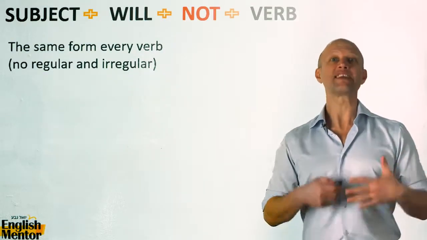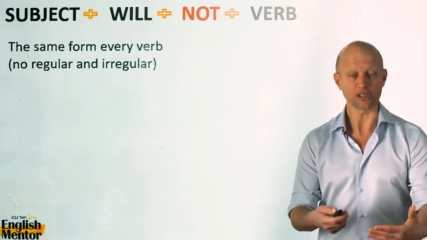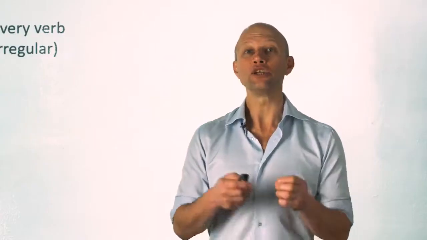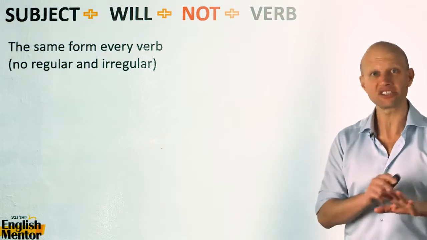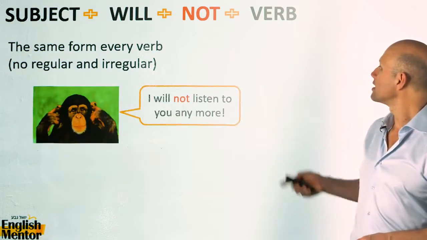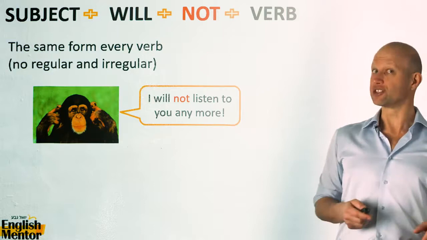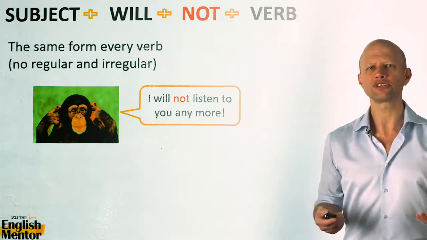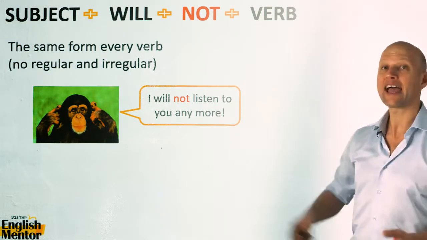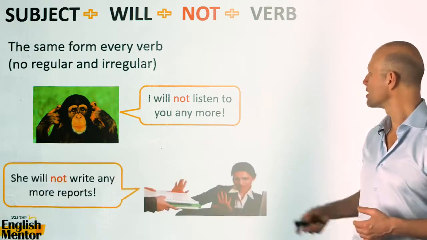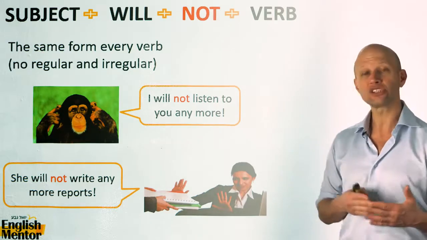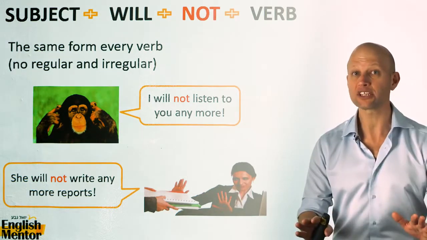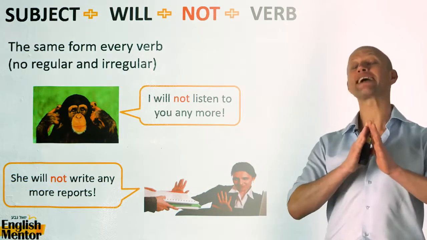If I want to say something negative in the future or about the future, I add not after the helping verb, the same way as we've done up until now. And nothing changes again. Look. I will not listen to you anymore. Nothing has changed. I used the helping verb will and added the negative word not. She will not write any more reports. Nothing has changed. It doesn't matter what subject I'm talking about, and it doesn't matter what kind of verb I'm talking about.